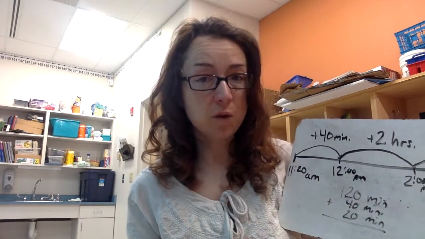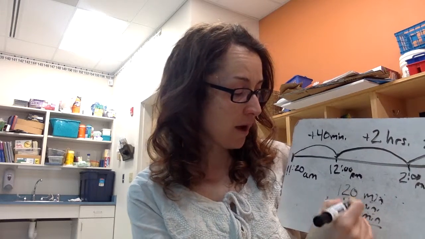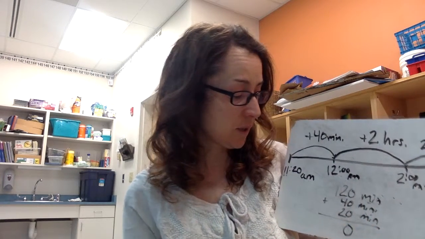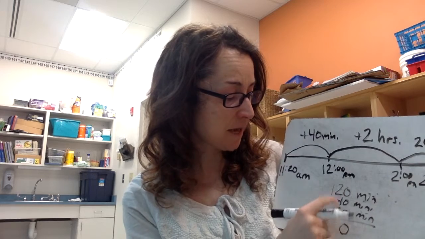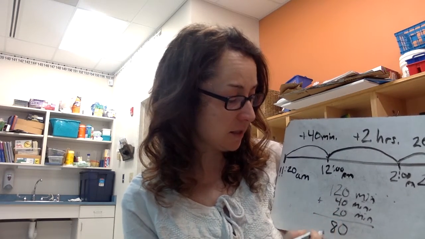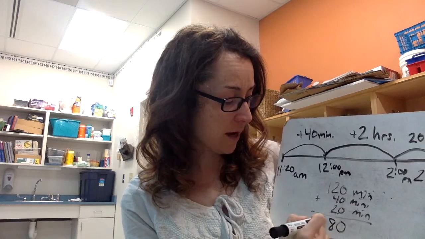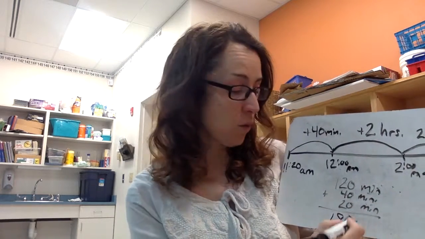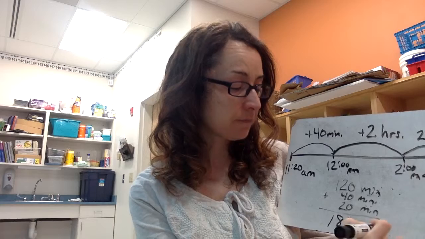Then, since they're all the same type of unit, minutes, I can do my adding. I can add all of those numbers together. So I have my ones place. I've got zeros in my ones place. I'm going to go to my tens place now. 2 plus 4 is 6, plus 2 is 8. And then I have my hundreds place. So that's going to give me 180 minutes.